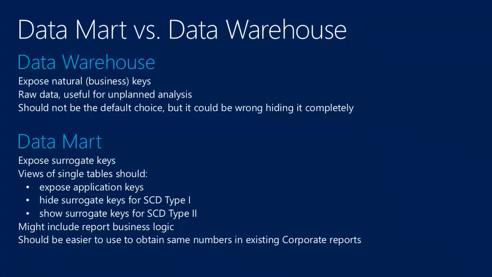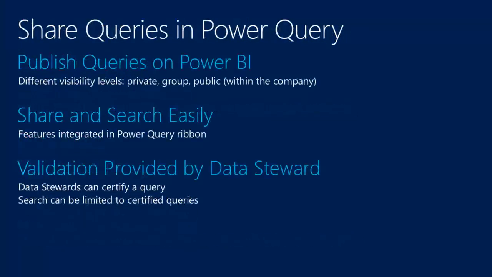So if we expose data from the data mart, it should be easier to obtain the same numbers that you have in corporate reports, because you are actually using the same data. Exposing data from the data warehouse usually means that you are exposing raw data without some internal calculation, internal indexes, internal filter of data. And this could be something more dangerous. So it is not the default choice offering direct access to the data warehouse, but sometimes we can do that, but we have to be careful about the content of these tables.